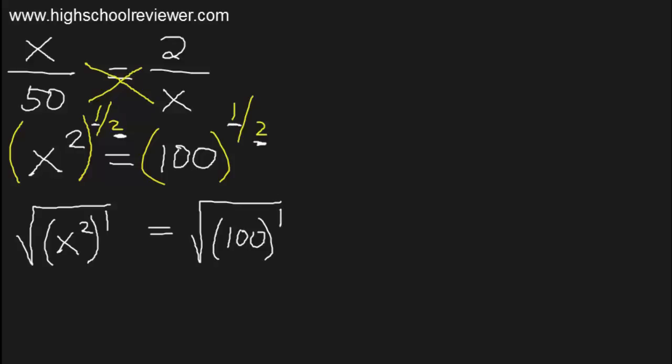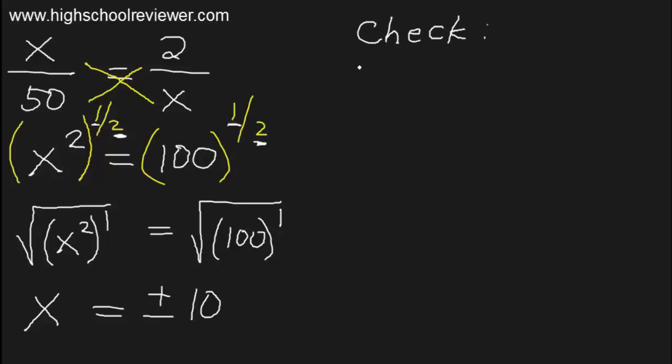So x squared raised to 1, that is still x squared. So the square root of x squared will be equal to x. And the square root of 100 will be plus minus 10. Let us check if our answers are correct.